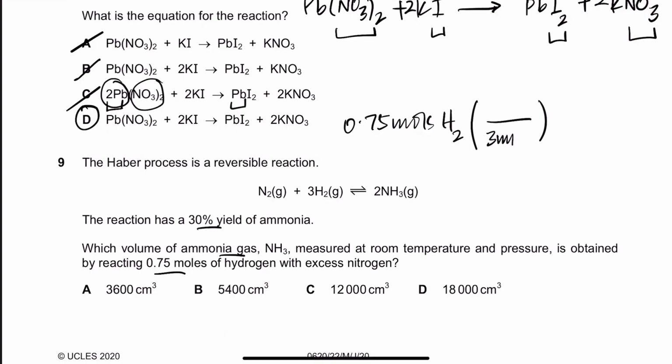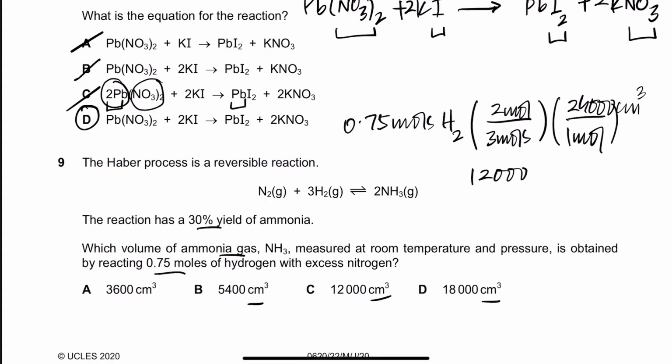So we realize that 3 moles of hydrogen gives me 2 moles of ammonia. And then, through my mole relationship, 1 mole of ammonia will always give you 24,000 centimeter cube of volume. Because the answer is in centimeter cube, I want it to go directly into centimeter cube, right? And if I calculate this, 0.75 times 2 times 24,000 divided by 3, you get 12,000. So I'm getting 12,000 centimeter cube.